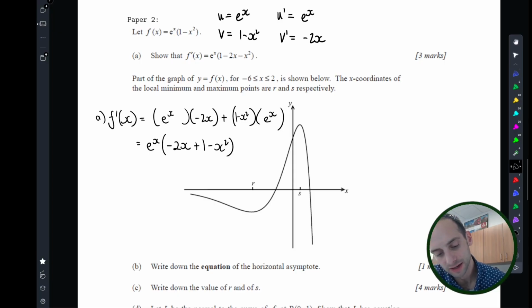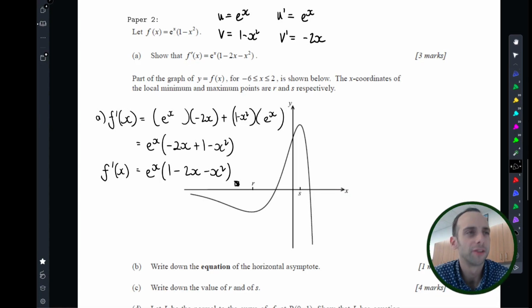There's a common factor of e to the x in here, giving us -2x plus 1 minus x squared, and a simple bit of rearranging gets us to the point where we have the answer they asked us to show, e to the x times 1 minus 2x minus x squared. Okay? 3 marks of that seems about right.